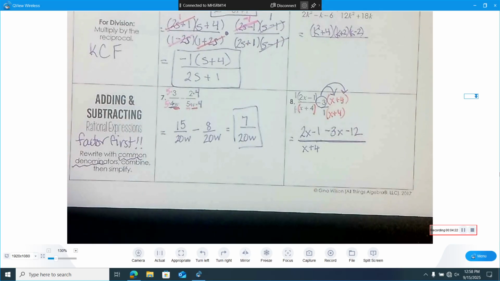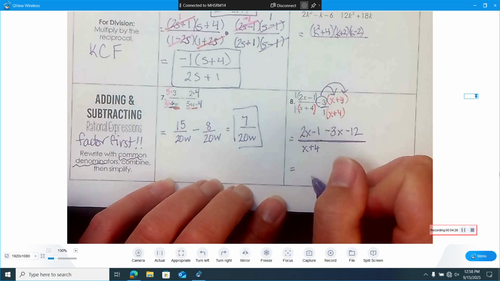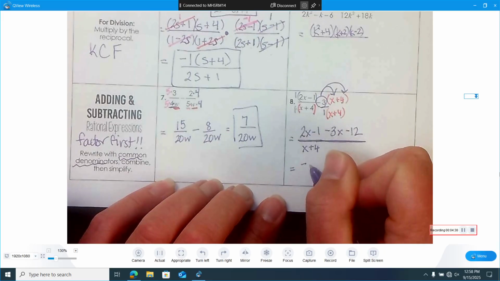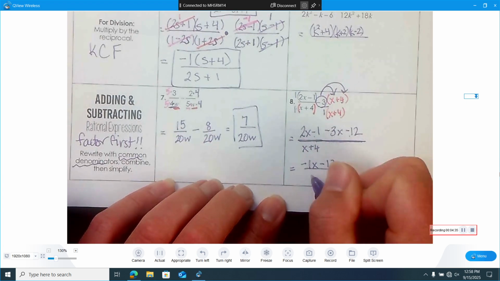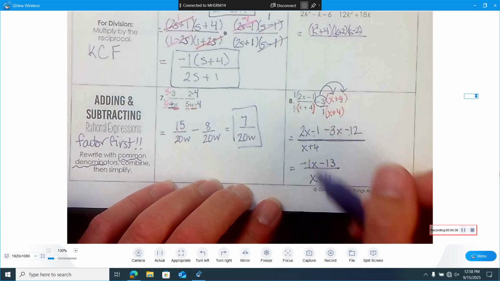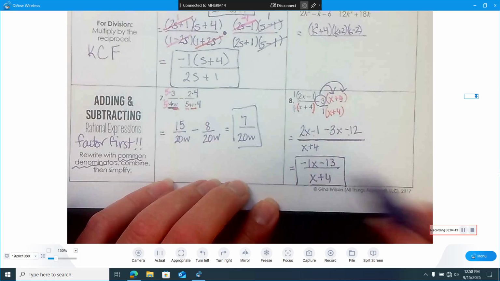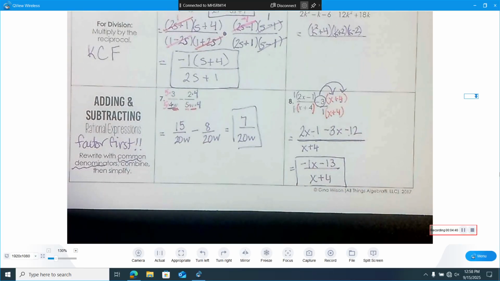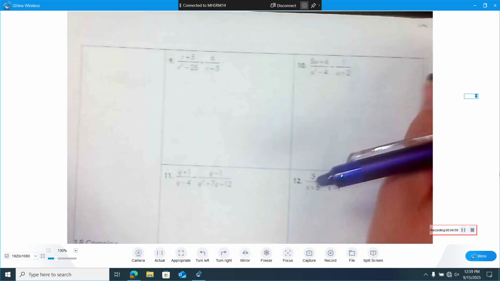Okay? From there, I just need to combine like terms. 2x minus 3x is -1x. And we have a -1 and a -12, -13 over x plus 4. Okay. Can I cross out the x's? No. That is it. Okay? So once you make the denominators match, we really just care about the numerators. All right? Let's try quite a few more. Those were the easy ones.